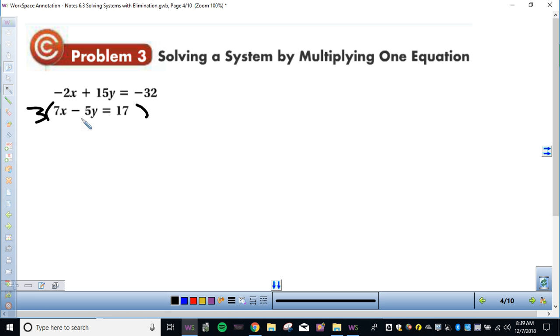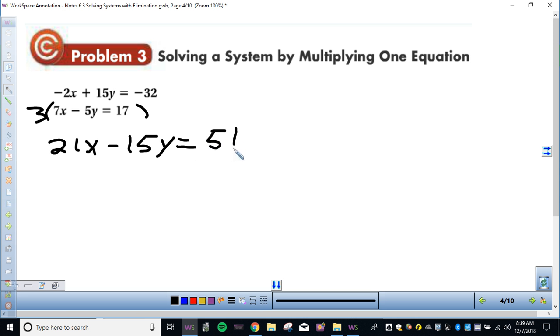Eli, you had a question before. Either one. Yep. Benjamin? So if you multiply each side by 3, 7x becomes 21x. Keep going. And then you get minus 15y. Can you do 17 times 3 in your head? What's 10 times 3? 30. 7 times 3? 21. 30 plus 21? 51. Good job.